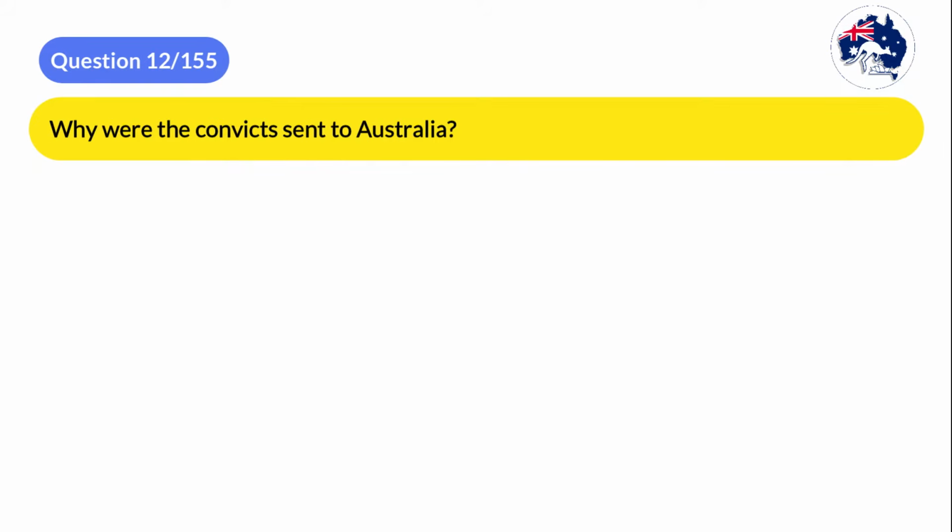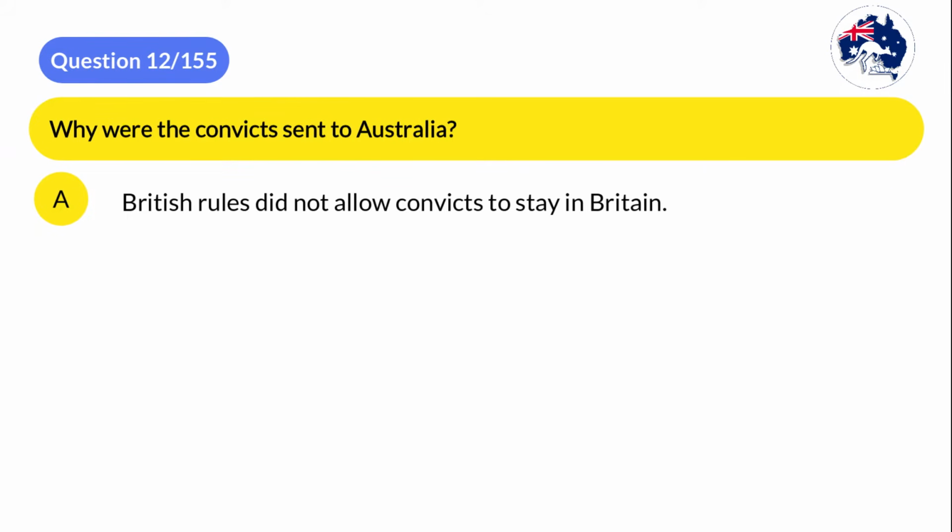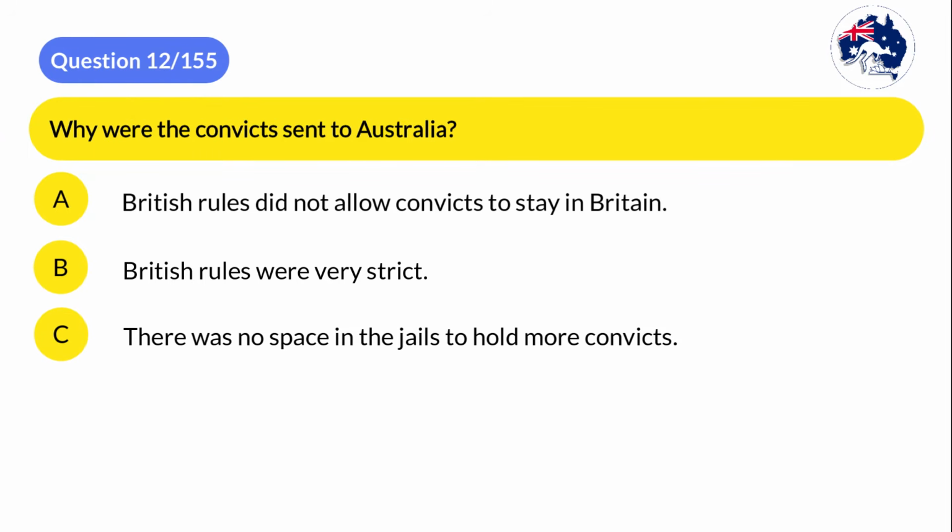Question 12. Why were the convicts sent to Australia? A. British rules did not allow convicts to stay in Britain. B. British rules were very strict. C. There was no space in the jails to hold more convicts. D. Both B and C. The correct answer is D.